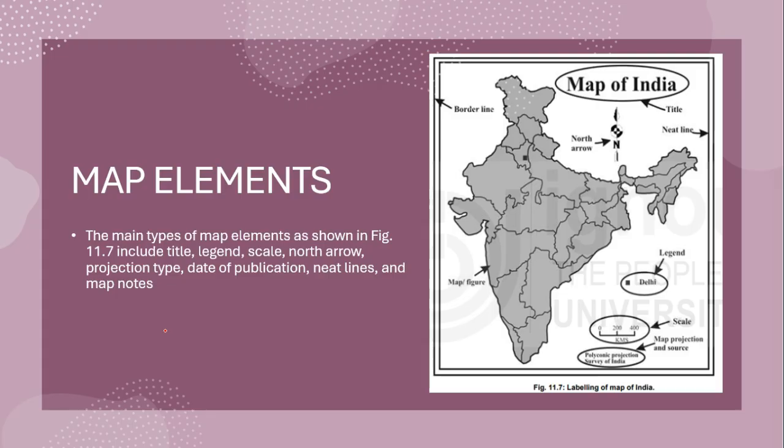Then there are map elements that come into the picture when we are preparing a map. Map elements are the different elements present on the map to make it visually appealing and representative. The main types are shown in the figure: the title of the map, the legend, the scale, the north arrow, the projection type used, the date of publication, the neat lines, and any map notes. These different items available on a map are known as map elements.